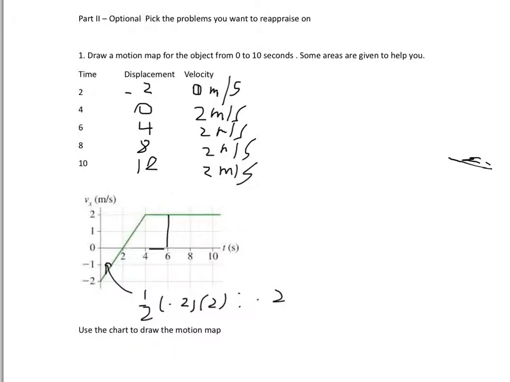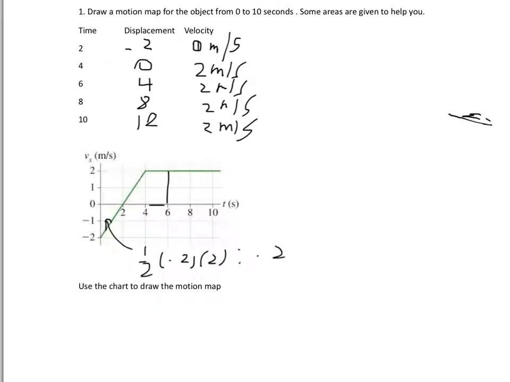So based on this, we're going to do a motion map. If we draw our motion map, I gave you this thing that starts off at 0. So if we were to start at 0 seconds, then at 2 seconds we're going to be at -2. And then at 4 seconds it's 0. At 6 seconds we'll be at 4. At 8 seconds at 8. And at 10 seconds we'll be at 12 out here.